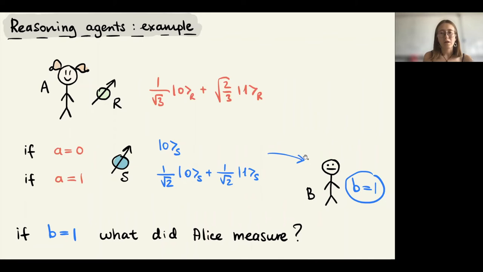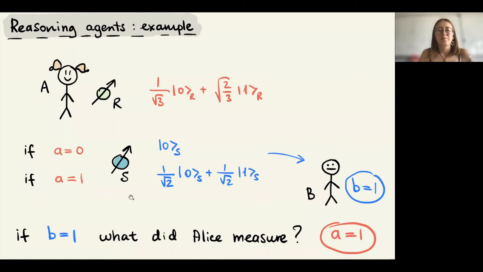Then Alice leaves the lab, and Bob comes in. And everything that Bob has access to is system S, but he's really curious about Alice's measurement results. He doesn't want to bother her and ask her directly. So what he does is he measures the system S and hopes that based on his measurement outcome, he'll be able to say something about Alice's measurement outcome. So suppose that he gets outcome 1. Can he say anything certain about Alice's measurement? In fact, yes. Because he starts reasoning that, okay, if Alice would have measured 0, then she would have prepared the system S in the state 0, and I wouldn't be able to get outcome 1 of my measurement. This means that Alice has gotten the outcome 1.